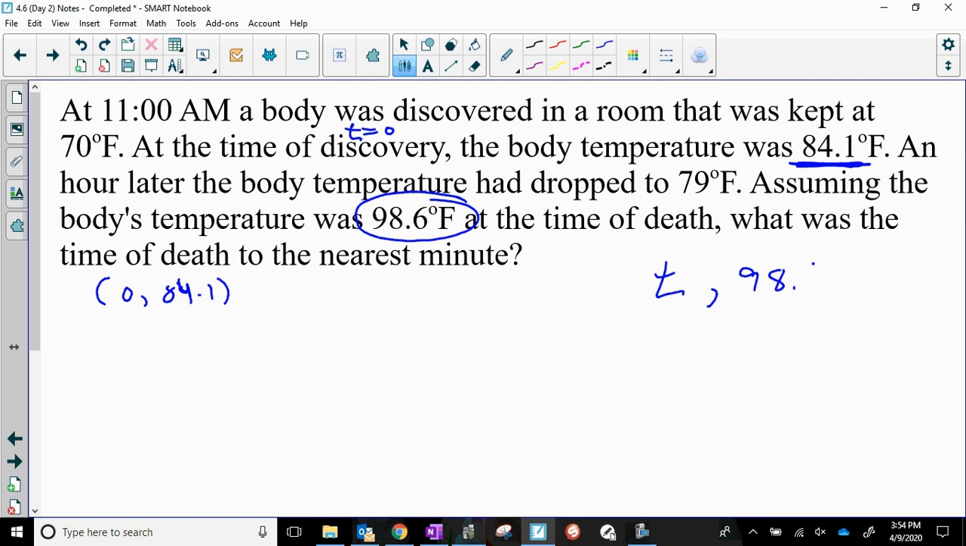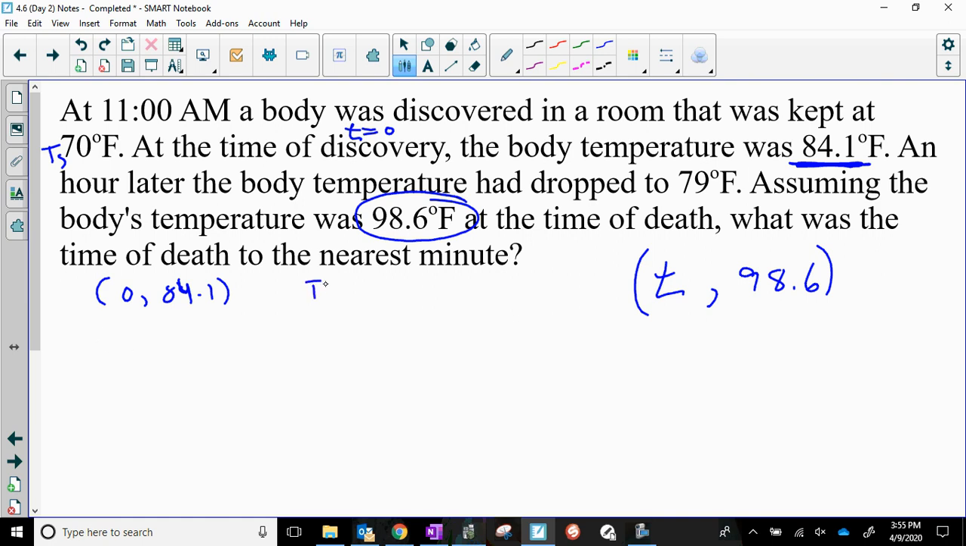So that means to get 98.6 degrees, which is what we're looking for at the time of death, my t better be a negative value, the way I'm setting it up. So the 70 degrees right here is the room temperature. Now the 11 a.m., I'll come back to at the end, because past the time of death, we'll talk about what time on the clock.